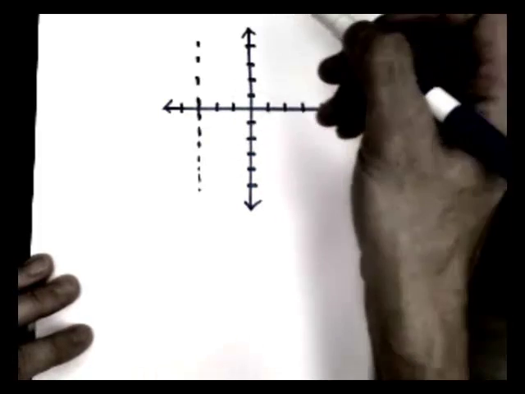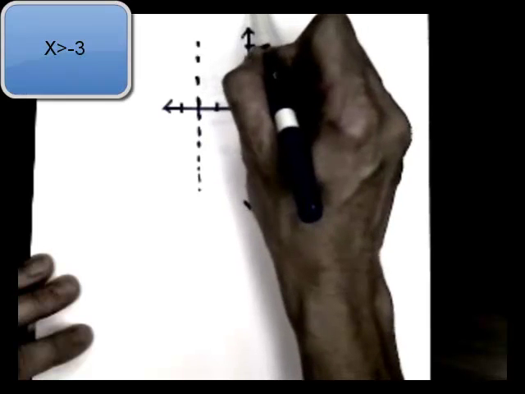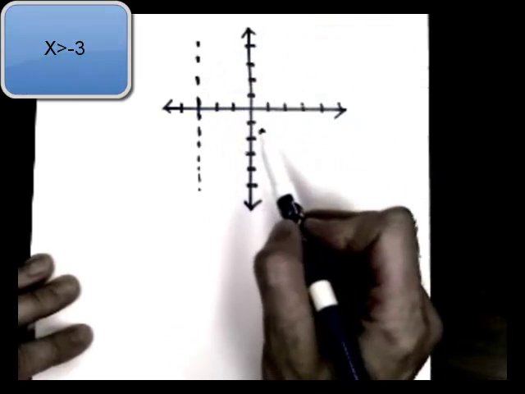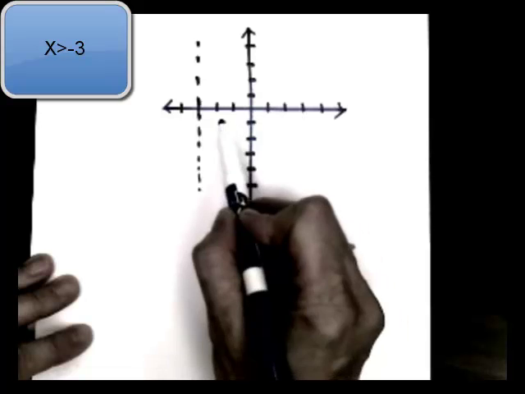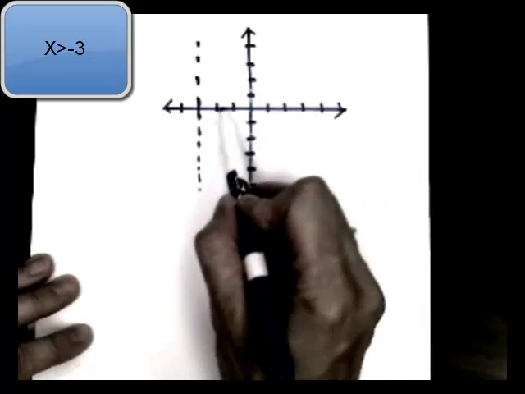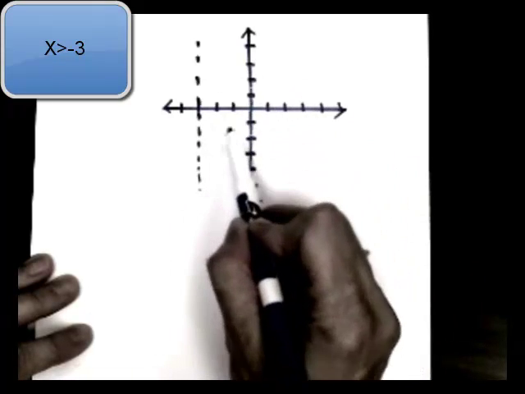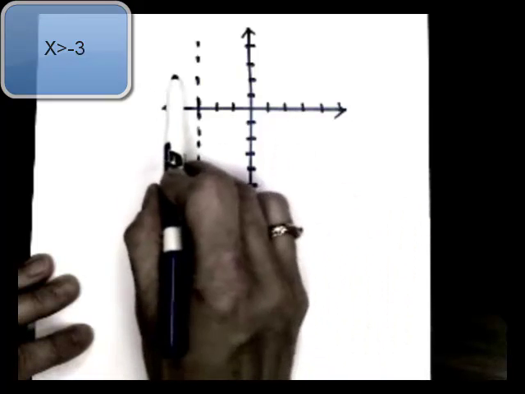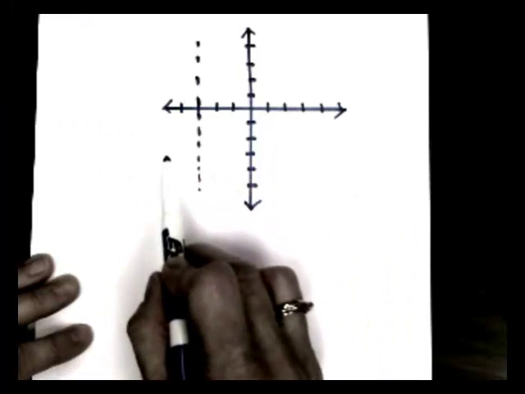Now, my domain was that x was greater than negative 3. What that means in relation to my graph is that my curve is going to be over here on this side where my x values are greater than negative 3. I won't have anything graphed on this side of my asymptote.